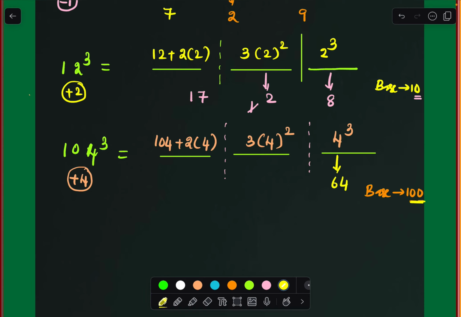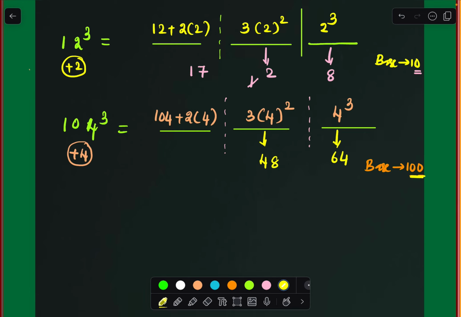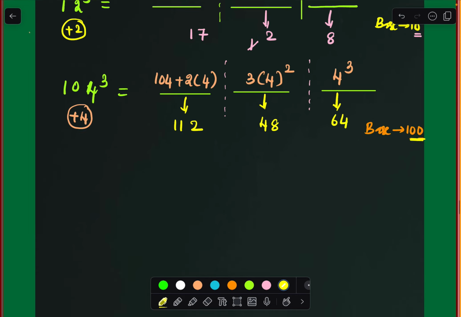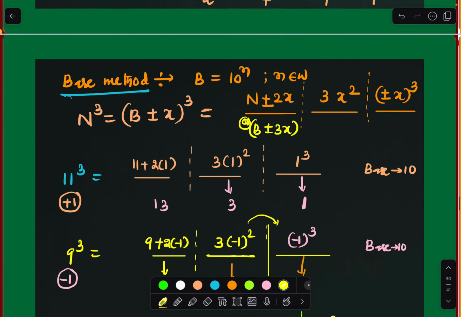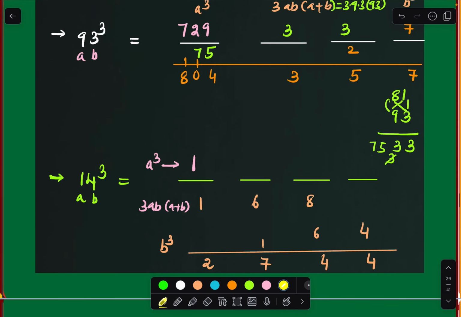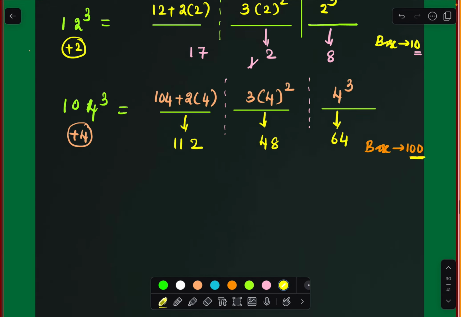We have to accommodate two digits here, right? And for this value, here 3 into 4 square, 16, 3 sixteens, 48 we will get. Here also we need to fill two digits, and here 104 plus 8 value will get 112. We can get it, right? 104 whole cube also we calculated very easily. And similarly, 93 cube we calculated before. 93 cube also we can check, right?